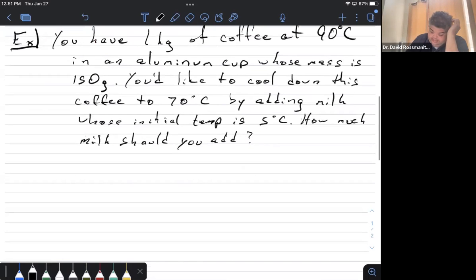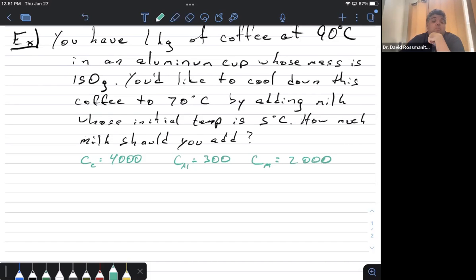So there's our question. Now, before we do it, I need to give you a few more pieces of information. Let's see, for coffee, let the specific heat be 4,000. Let the specific heat for aluminum be 300. And let the specific heat for the milk be 2,000. Okay. Now, these numbers I'm just making up off the top of my head.